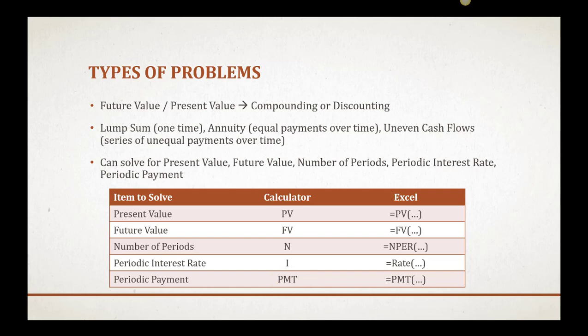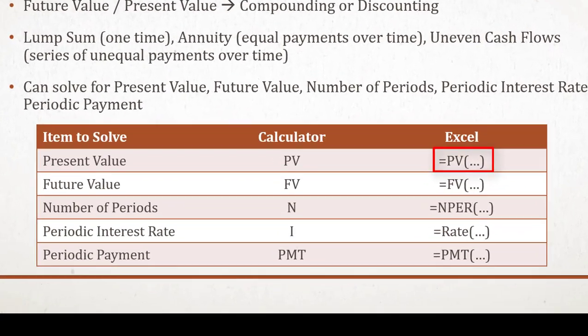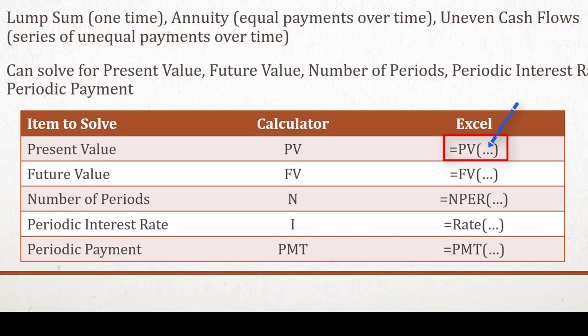In Excel, if you're doing these calculations, we have the PV function. The items in parentheses are the arguments that you put into the function, the things inside the parentheses that tell Excel what to use as the inputs for the calculation. For future value, we use the FV function. For the number of periods, we use the NPER function. For the periodic interest rate, we'll use the RATE function. And finally, for the periodic payment, we'll use the PMT function.